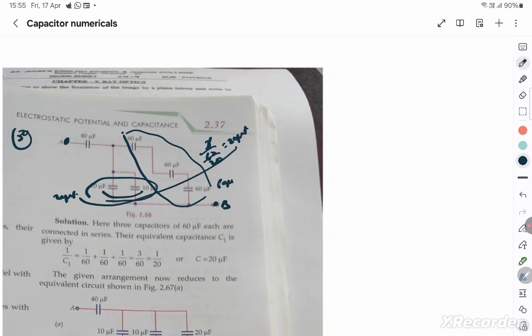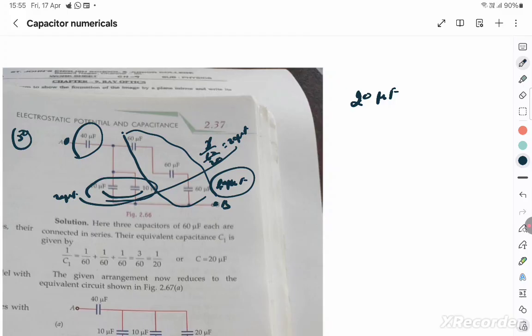Parallel means you have to add, so it's 20 plus 20 is 40 microfarad. That 40 microfarad is in series with this 40 microfarad. Series means it's 40 into 40 by 40 plus 40, which will make 20 microfarad. So you got the equivalent capacitance of 20 microfarad. Without even really writing, you're able to circle it and find out.